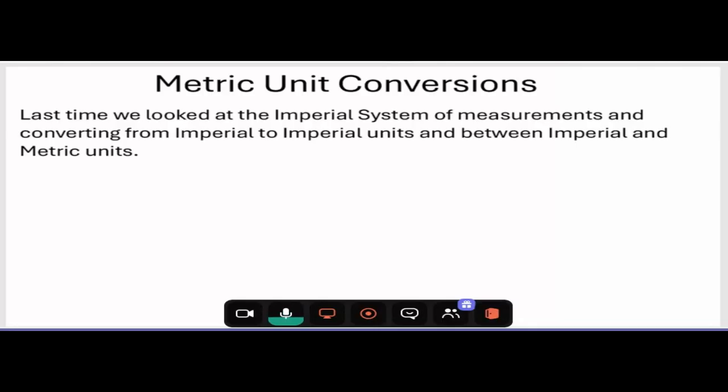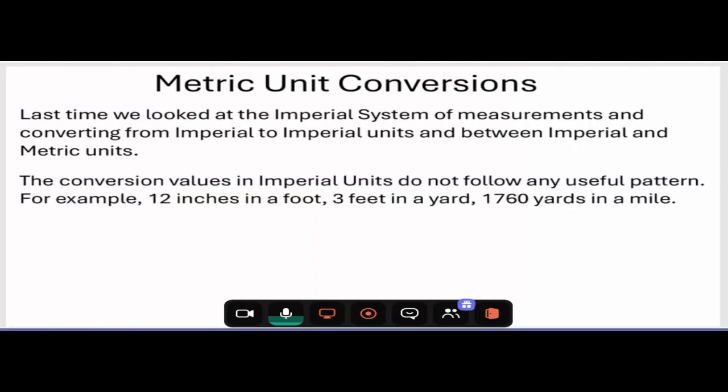So last time we looked at the imperial system of measurements and converting. We converted from imperial to imperial units and also between imperial and metric. So imperial to imperial would be like feet and inches. Imperial to metric would be inches and centimeters. And we remember that the conversion values on your conversion chart for all of those are really weird numbers, right? 12 inches in a foot, 3 feet in a yard, 1,760 yards in a mile. It's all over the place. 16 ounces in a cup. And it goes on and on and on.